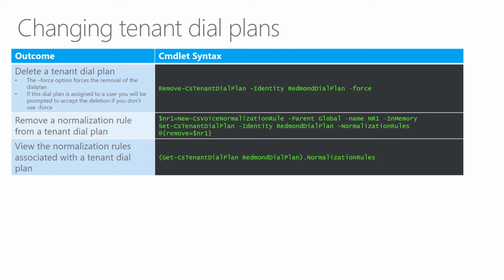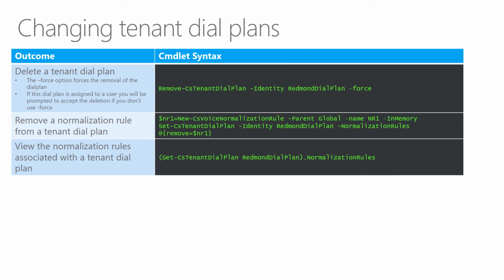Now that we've looked at how to create a new dial plan and add some normalization rules, let's look at a few outcomes in which you may want to change a tenant dial plan. So the first option that you have is to delete a tenant dial plan. And to do this, you would run the commandlet Remove-CsTenantDialPlan, specify the identity, and use the commandlet option -Force. What this does is this forces the removal of the tenant dial plan, even if it's already assigned to a user.